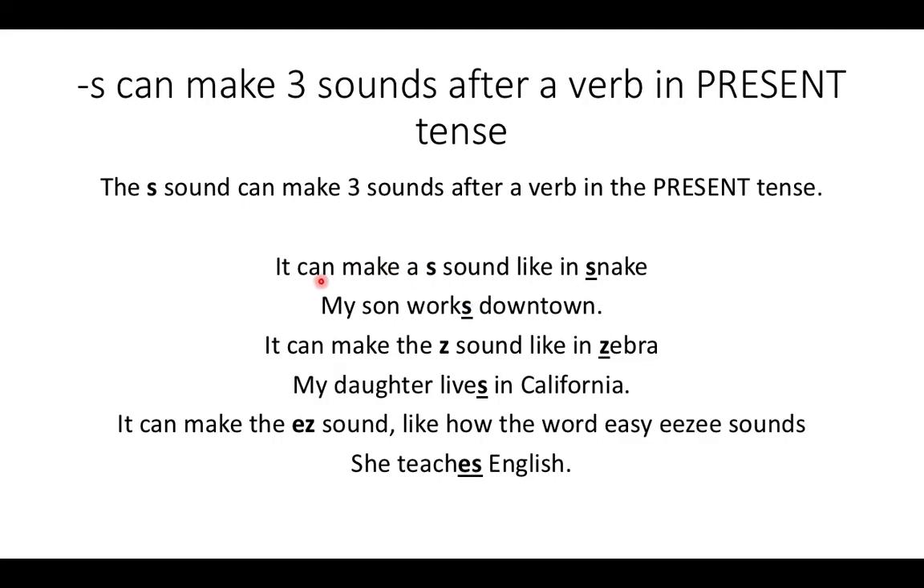So, for example, the S at the end of a verb can make just an S sound, like in the word snake. So just practice. I'm sure you've done this before, but just saying S. So when you say, my son works downtown, a little bit faster, my son works downtown. That's how you pronounce this one.